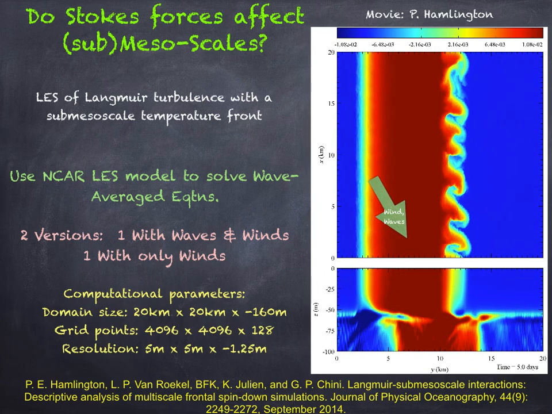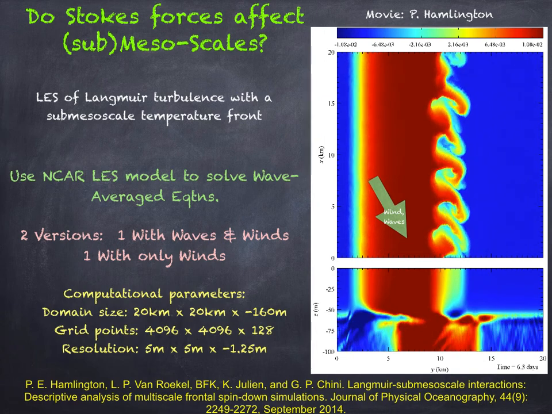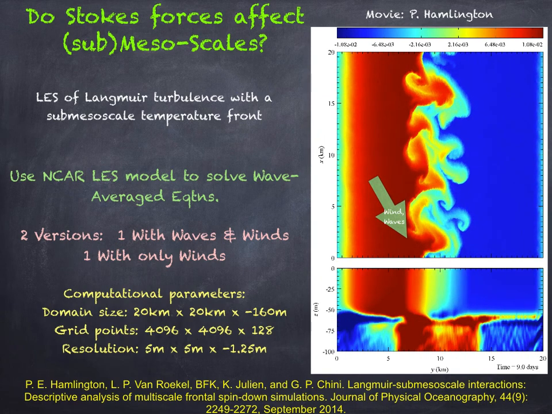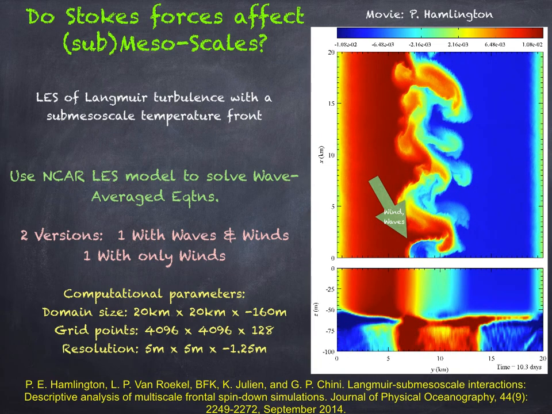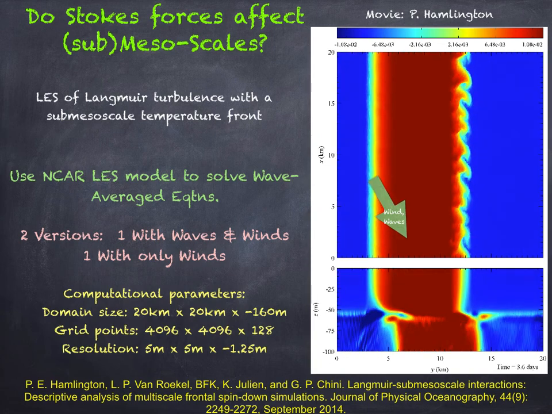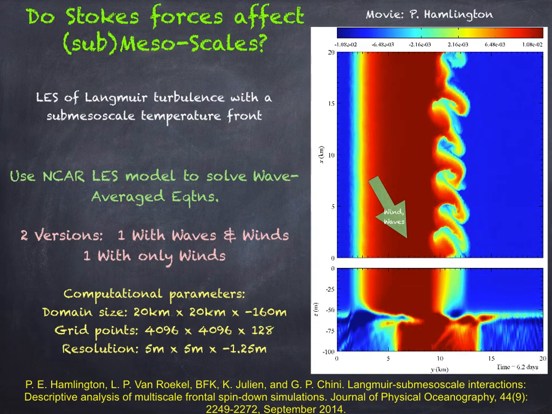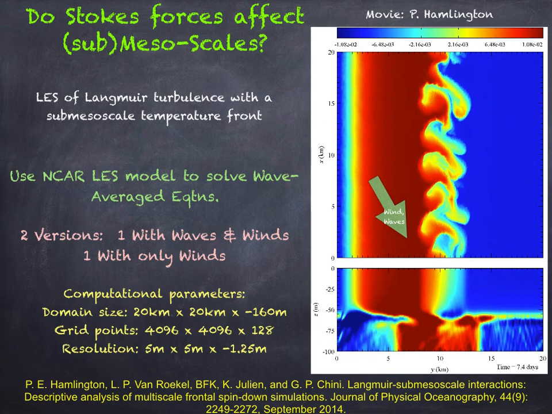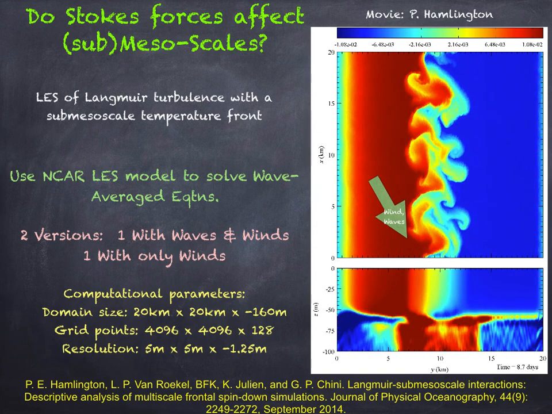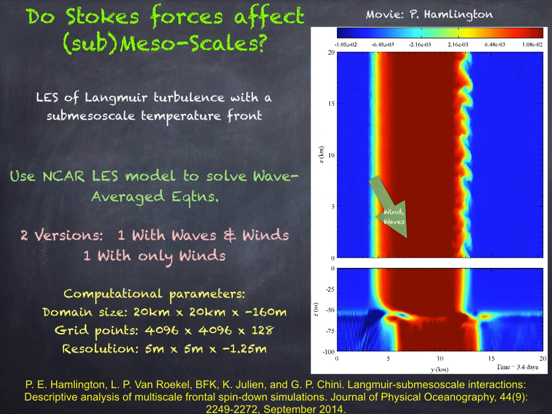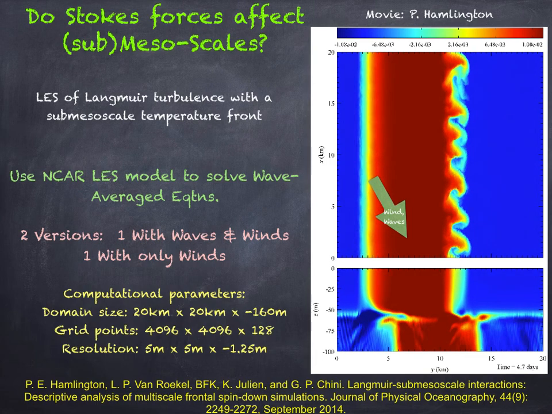The front where cold water is being brought over warm water by the Ekman transport is unstable to mixed layer eddies, a submesoscale baroclinic instability, which you can see here forming the swirly patterns. The front where the warm water is being brought over the cold water doesn't appear to be unstable to these same features. But this is a high resolution simulation, so let's zoom in and see what's going on at smaller scales.